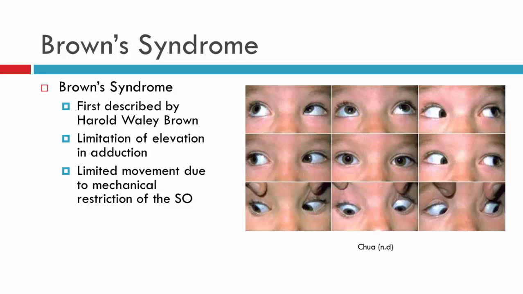You can have what some refer to as a pseudo Brown syndrome, and in that instance you're getting limited elevation in adduction, but it's actually not the superior oblique. It might be some other issue that's mechanically restricting the eye elevating in that position. We won't talk much about that in this particular series of videos.